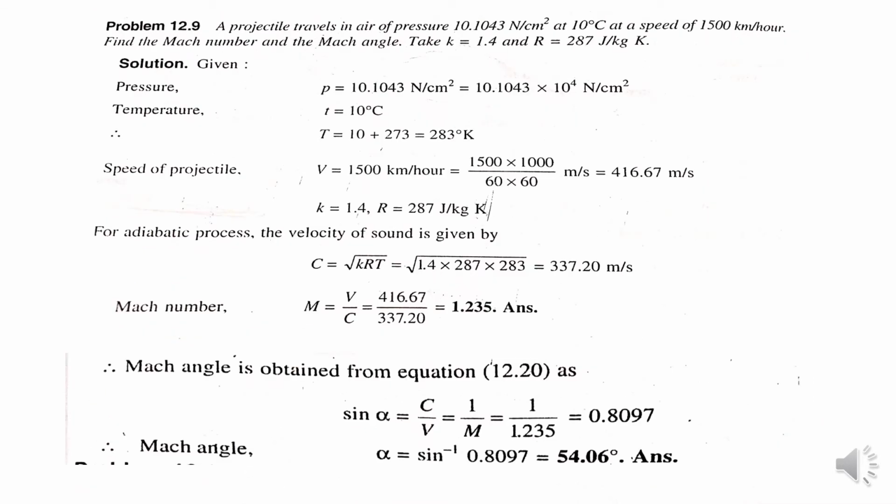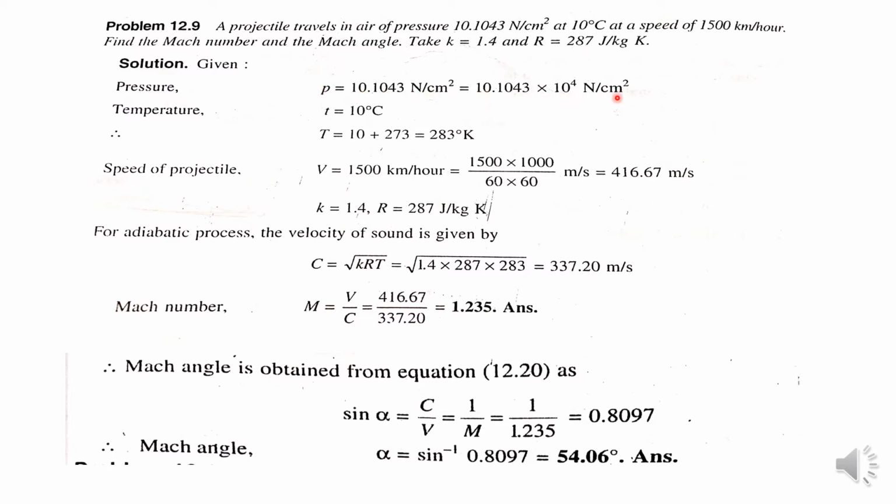Next problem: at 10 degrees centigrade and a speed of 1500 kilometers per hour, we are asked to find the Mach number and the Mach angle. Take k equal to 1.4 and R equal to 287 joules per kg Kelvin. The pressure we have again converted to Newton per meter square. Temperature is 10 degrees centigrade, which we converted to Kelvin, that is 283 Kelvin.